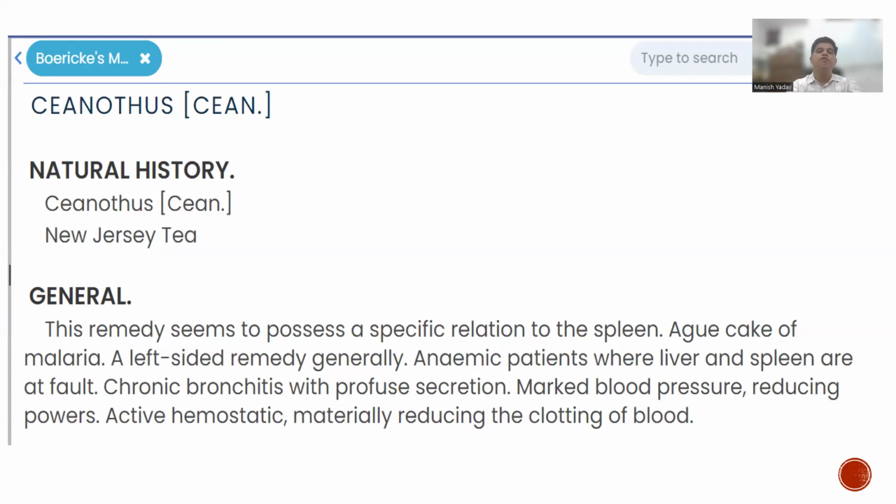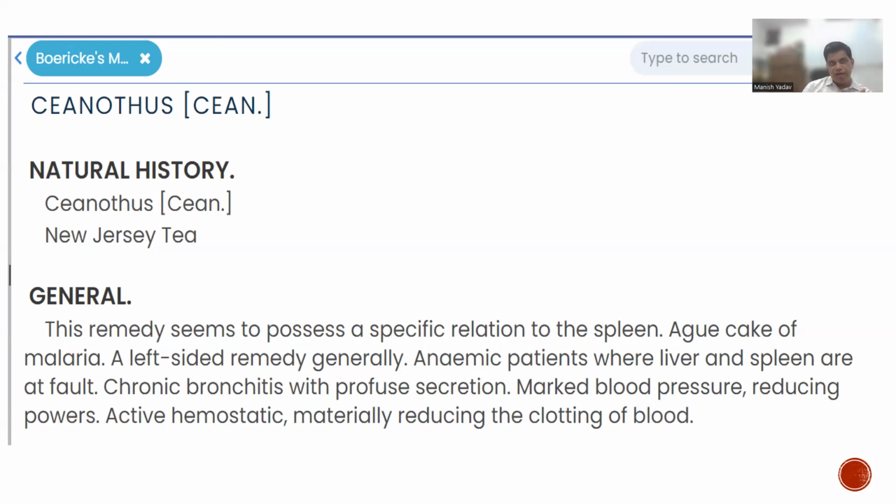Chronic bronchitis with profuse secretion. Last time I said about lower respiratory tract, it's not lower respiratory tract, it's bronchitis. Means not a case of pneumonia. The patient will say that I have a lot of allergies, bronchitis symptoms, cough comes up, and with profuse secretion. This you will get in the evolution of disease. Marked blood pressure reducing powers. It's a very important remedy.